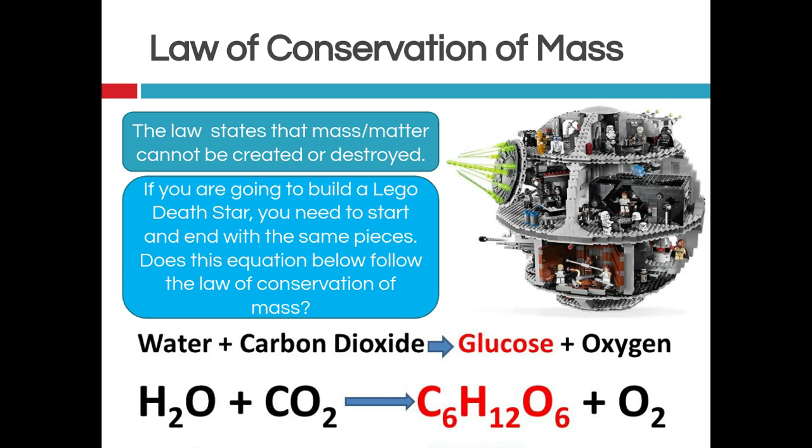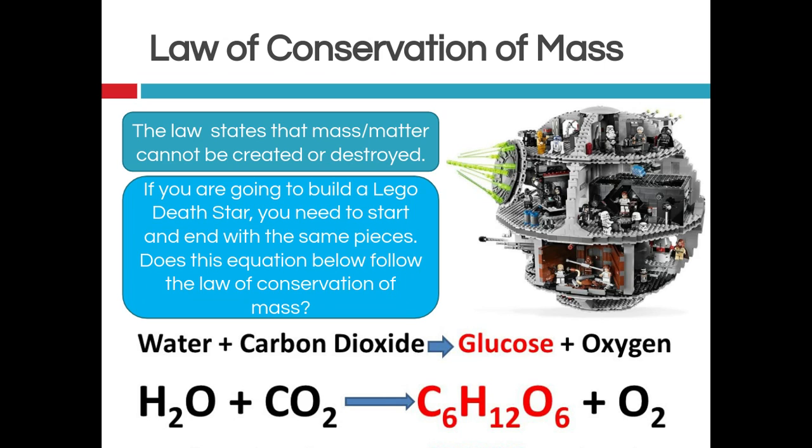If you're going to build a Lego Death Star, you need to start and end with the same pieces. All the pieces you get in a box, you need them all to complete the Death Star. If you're missing pieces, you don't build it. Whatever you start with, you use and you end with. So our starting materials, we put them together, and they're the ending materials. Now we could tear that Death Star up and make something totally different using all of those pieces. It could look totally different, but we would use all the same pieces.